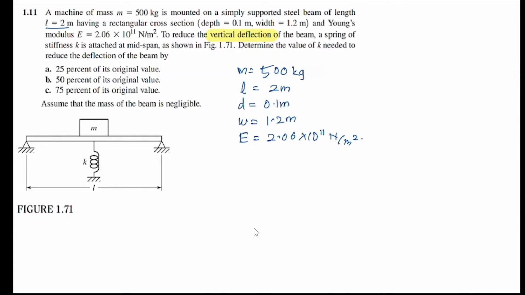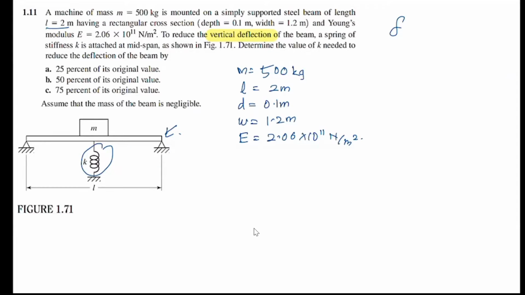Right, so we know that in vibration, the deflection symbol is delta, right? So they ask you to reduce the vertical deflection of the beam. Okay, this is the beam here. A spring of stiffness K is attached at midspan as shown in figure below. Determine the value of K needed to reduce the deflection of the beam by 25% of its original value.